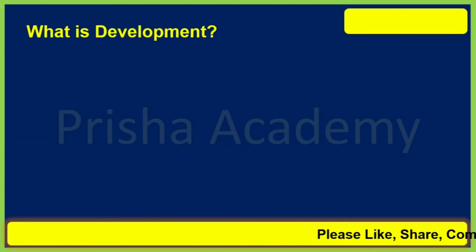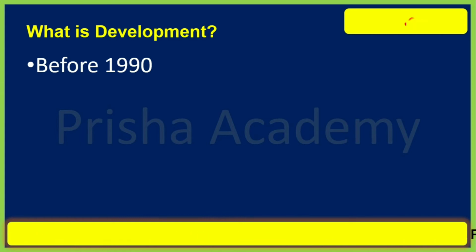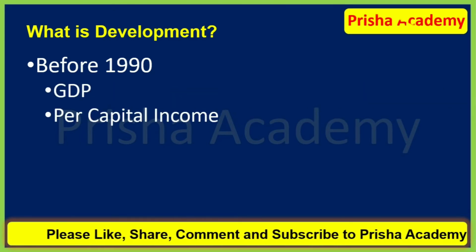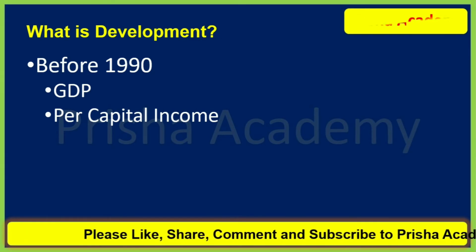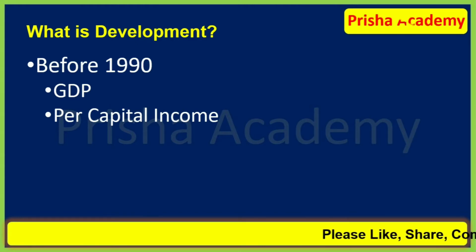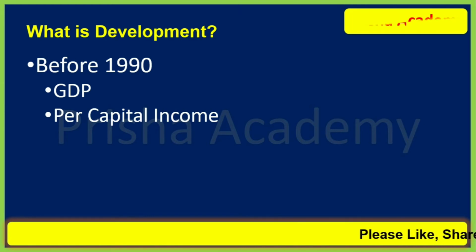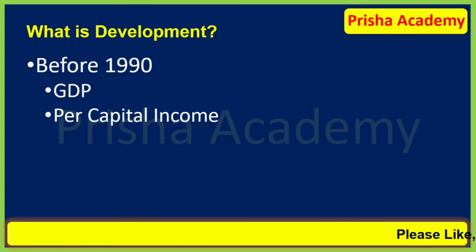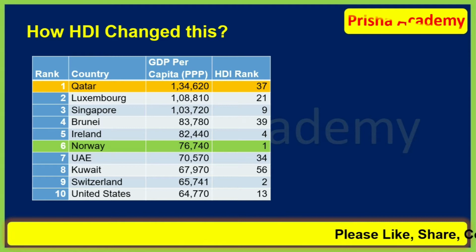So first, let's start with what is development. Before 1990, development meant GDP or per capita income. For many decades, a country's level of development was measured only in terms of its economic growth. This means that the bigger the economy of the country, the more developed it was considered. So let's see how the HDI changed this.